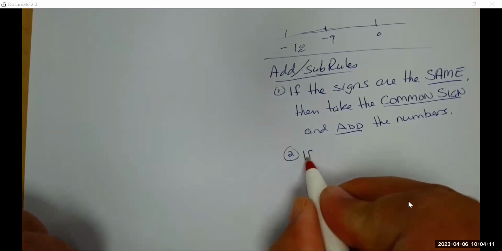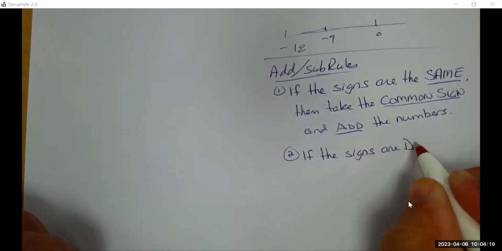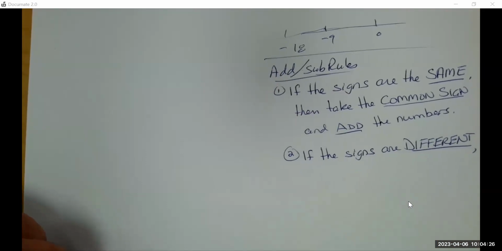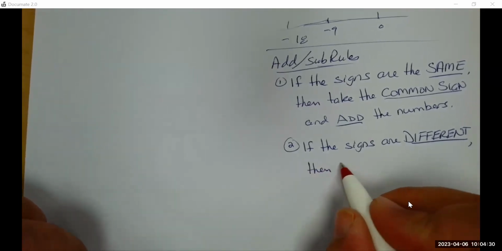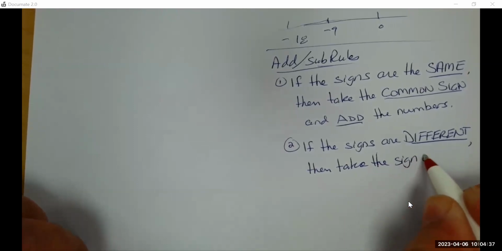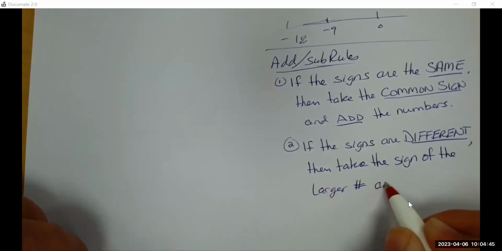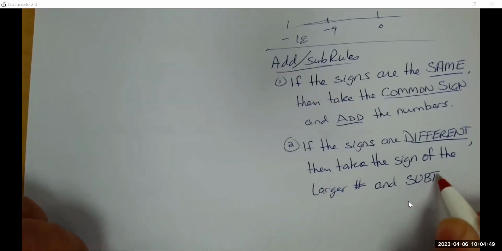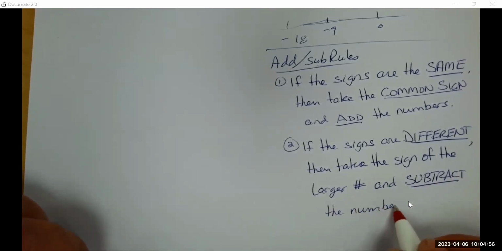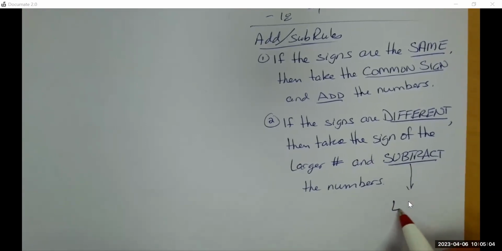Then the second rule: if the signs are different, then take the sign of the larger number and subtract the numbers. By subtract, I mean larger minus smaller.